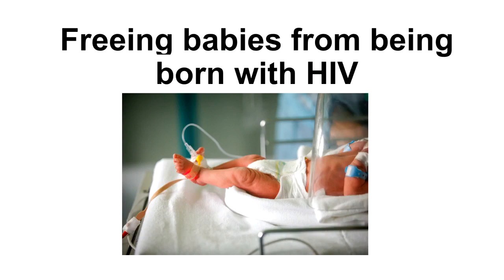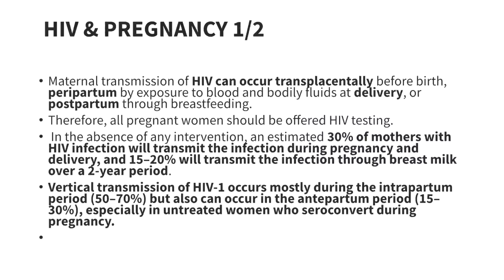We can also make a difference here in the USA because we know there is vertical transmission of HIV that occurs through the placenta, and that can occur before birth, during delivery, and postpartum through breastfeeding. We need to educate our patients about the way HIV can be transmitted. We can also offer HIV testing and early diagnosis and treatment for mothers that are positive and pregnant to prevent HIV in babies.